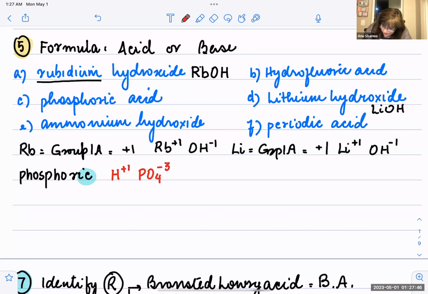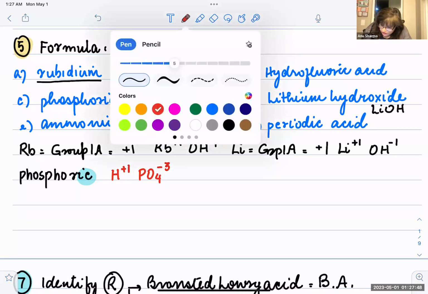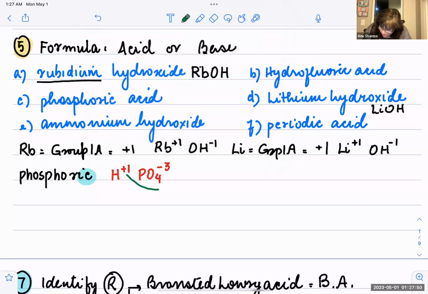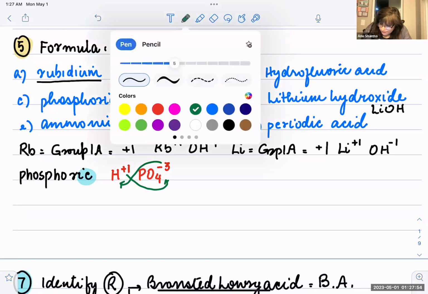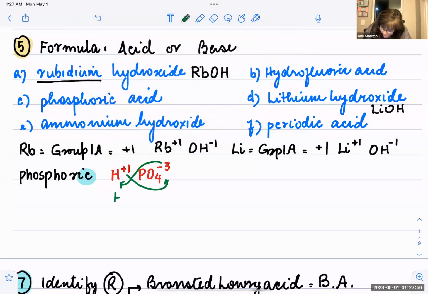So in this case, what is happening? Crisscross. This number is going to come here, and this number goes here. So what is the formula now? The formula is H3PO4. So this is the phosphoric acid, H3PO4. Let's put it here, H3PO4.